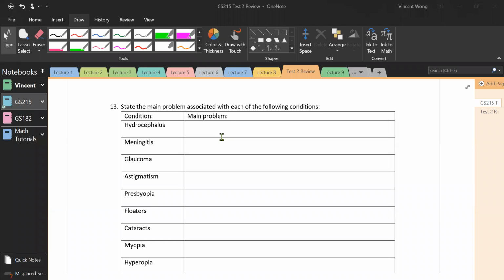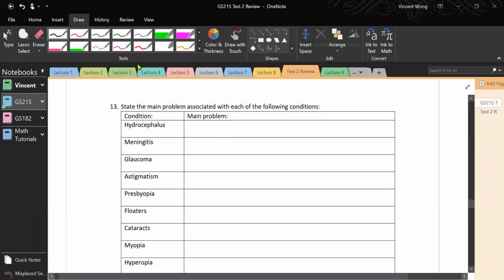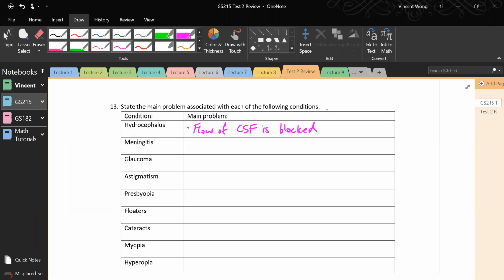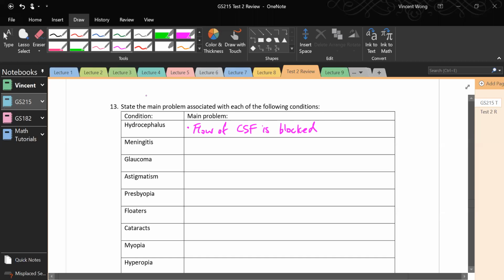Number 13, hydrocephalus. These are all conditions, right? Hydrocephalus is something that happens when the flow of CSF, cerebrospinal fluid, is blocked somehow, is interrupted. So you have a buildup of this fluid in the brain, causing the pressure to be high in the brain, and it's going to be compressing the walls of the ventricles, and that could lead to a bunch of problems.